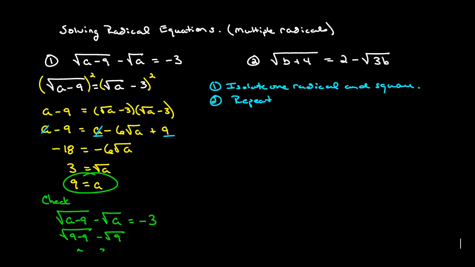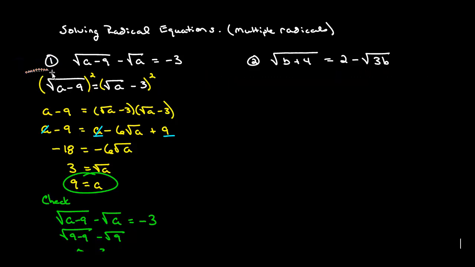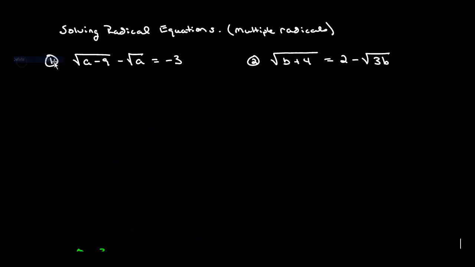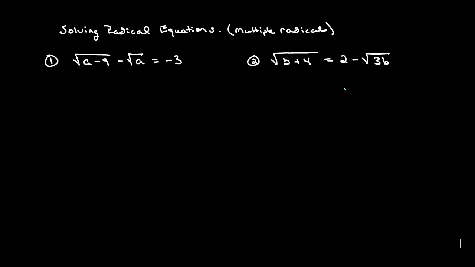Let's go ahead and try another one here. So let's clear this out of the way. Okay, with this right here, again, we isolate a radical. Well, that's good because we already have one of the radicals by itself. So we're going to go ahead and square both sides. So the left side becomes b plus 4. The right side becomes 2 minus the square root of 3b, squared.